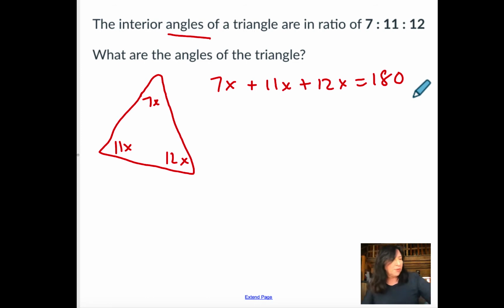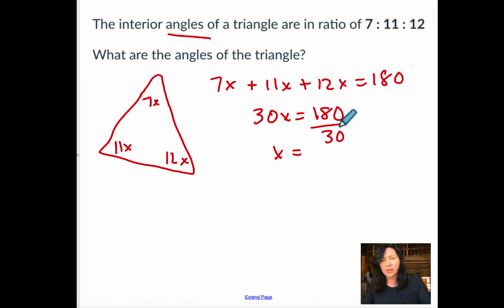And yes, I'm totally fine with you using your calculators. Let's see, we've got 7 plus 11 plus 12. What is that? 30. And we're going to take 30x's and divide that into 180. So x is equal to 180 divided by 30. Let's just do it like that. These cancel, 30 on the left, make 1. 3 divides into 18 6 times, so x is equal to 6.